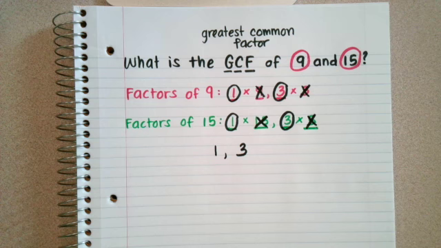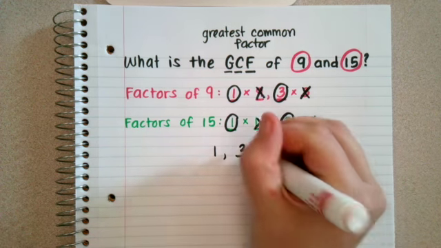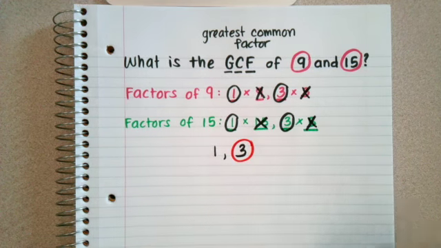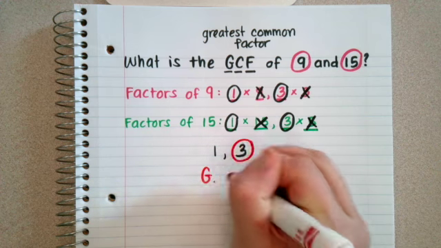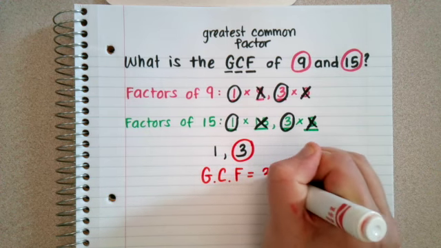So all you have to ask yourself as the last step is, which one is bigger? And of course, we know that 3 is bigger than 1, so the greatest common factor is 3.